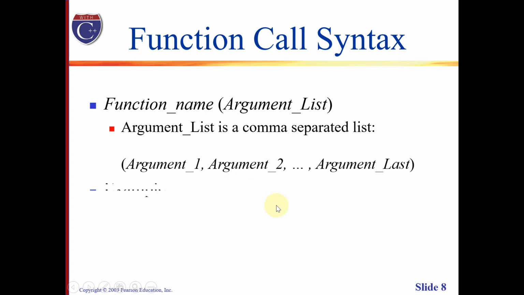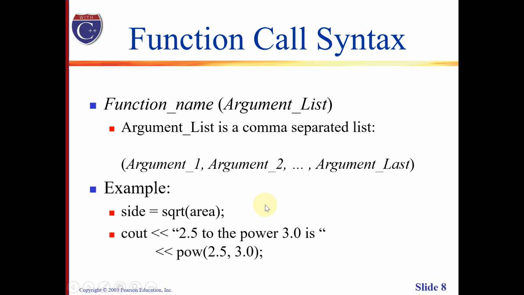For example, we have this. In this case, the function square root only requires a single argument. On the other hand, the function power requires two arguments. In this case, they are separated by a comma.